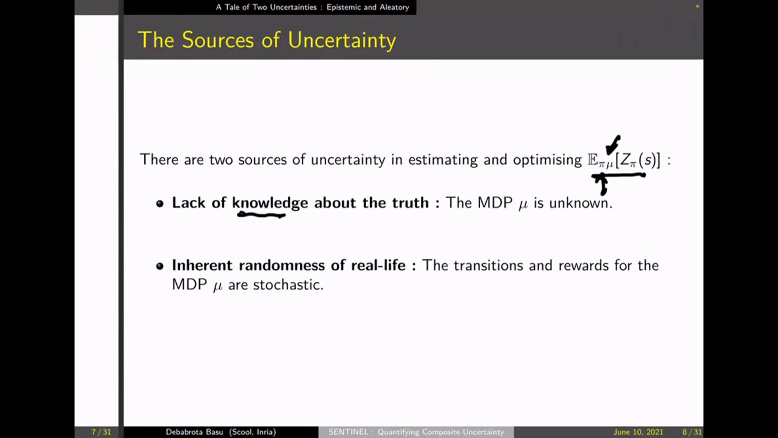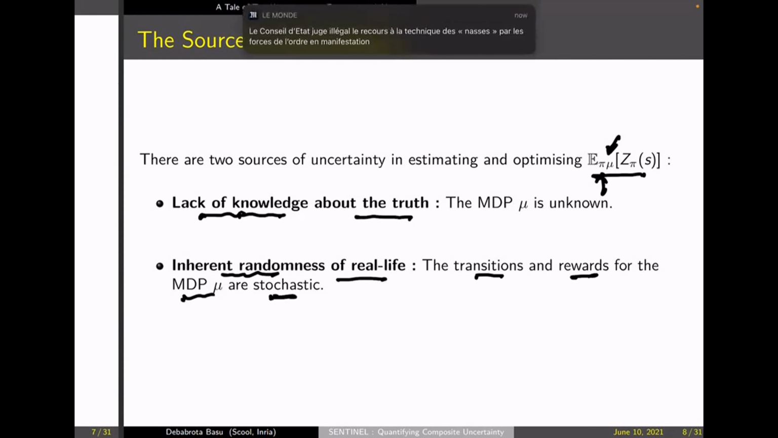So there is some uncertainty due to the lack of knowledge about the truth. Even if we think about decision making in real life, if we don't know how reality is, or if we cannot model it correctly, there is some uncertainty regarding that. This is the uncertainty due to the lack of knowledge. The other one is the inherent randomness of real life. The transitions or the rewards, as we have said for our MDP model, are stochastic. They are random, not deterministic. It is not like you take decision A from this state and you get the best answer or the worst answer.